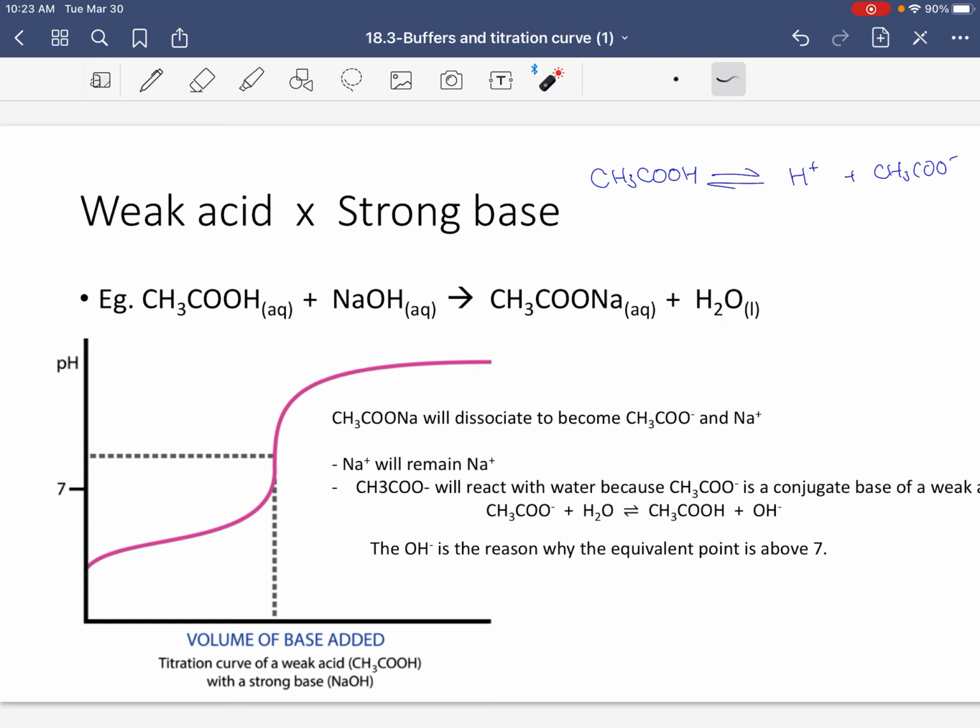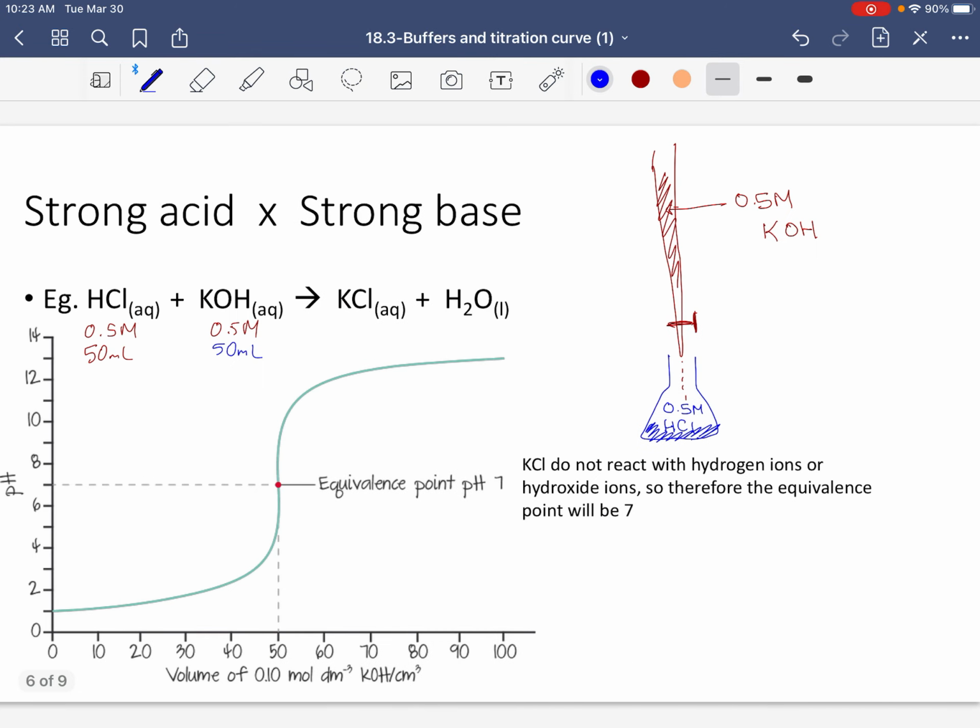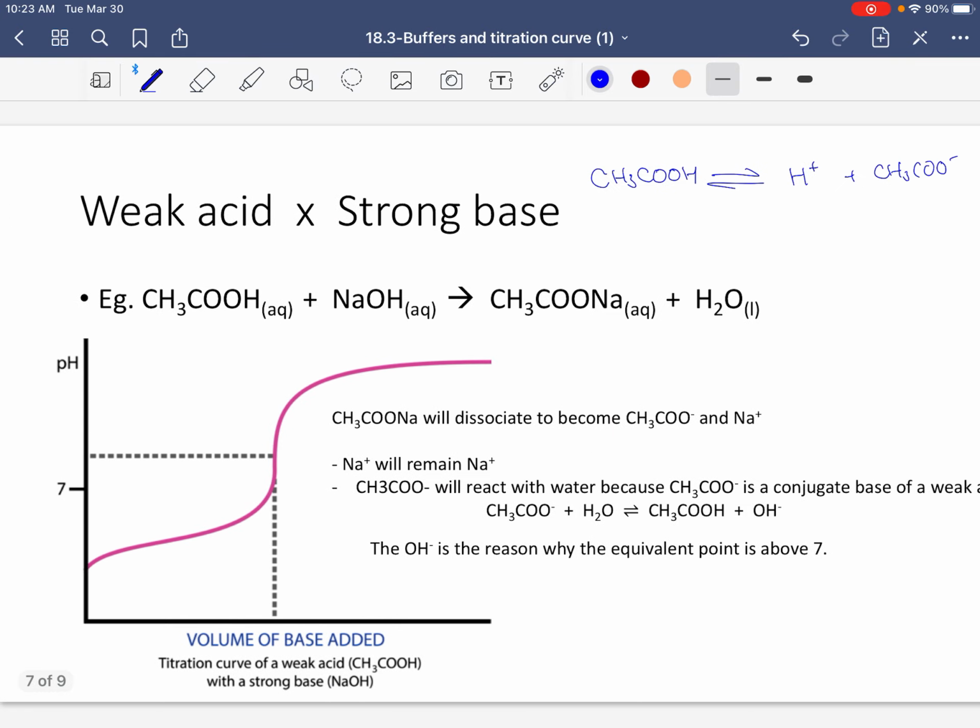Now, the equivalent point is always, like we see here, the middle of that sharp turn. Well, that's not so middle. In this case, the middle is a smaller section. Okay? And what you'll notice is that if you take the middle of this section, the pH here is slightly basic.